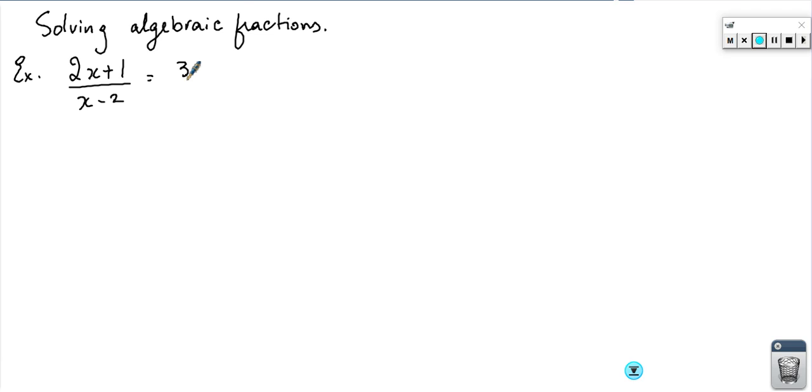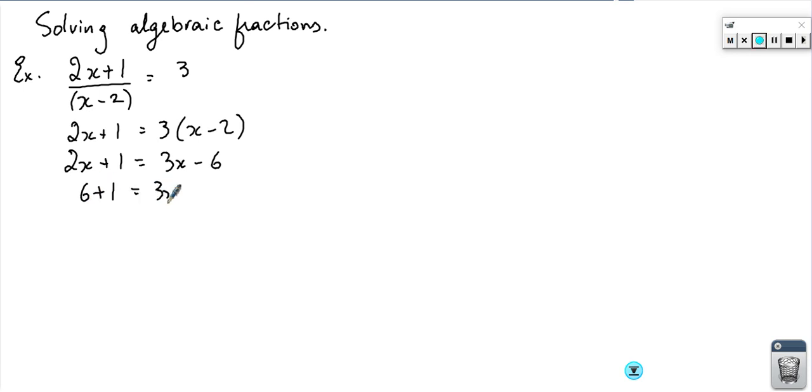As we can see here, it's a simple fraction. Okay, so I need to just take out this x minus 2 that is being divided. I place it on the other side of the equation, and it becomes multiplied. So I have 2x + 1 = 3(x - 2). Opening up the bracket, I get 2x + 1 = 3x - 6. Placing x's on one side, numbers on the other, I have 6 + 1 = 3x - 2x. So x = 7. And in this case, we have just one single answer.